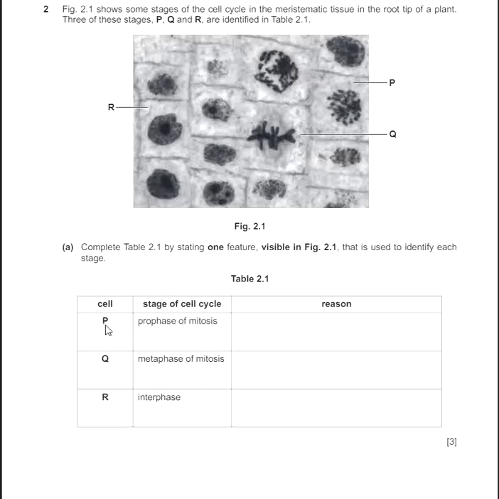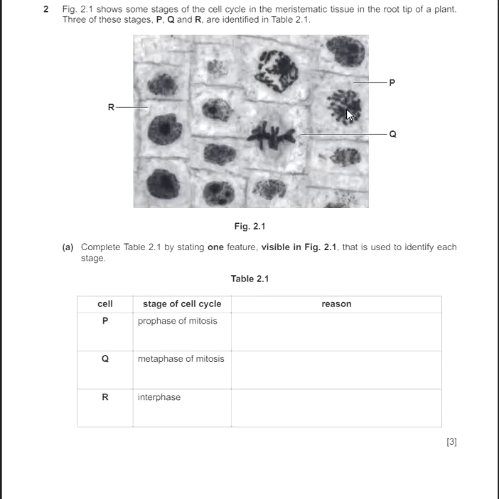So, cell P is in prophase of mitosis. Okay, why is this cell in prophase? Prophase is the first stage of mitosis. This is the stage when the chromosomes start to condense and the nucleus starts to dissolve.